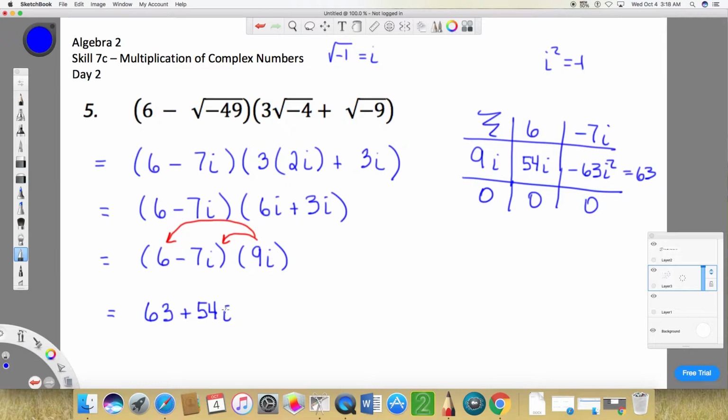Now, I went ahead and wrote the 54i as the second term to write it in standard form. Remember, standard form for a complex number is a plus bi. So the 9i times the -7i got me the -63i squared, but that's 63. So I went ahead and wrote that part first, and then the 6 times 9i was the 54i. So this is our final answer.